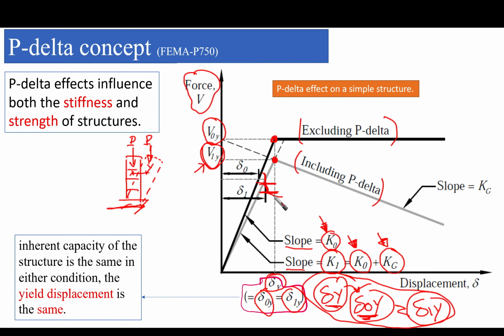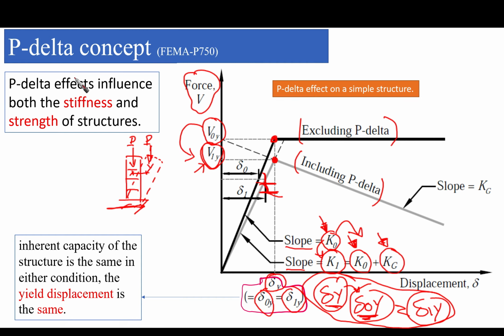Okay? So the point of displacement that distinguishes between the linear and nonlinear behavior of the structure is the same before and after inclusion of P delta. Based on this, we can claim that the P delta effect would affect the stiffness of the system and the strength of the system. The stiffness, which means the slope, is going to be changed from K node to K1, and the strength is going to be changed from V node yield to V1 yield.